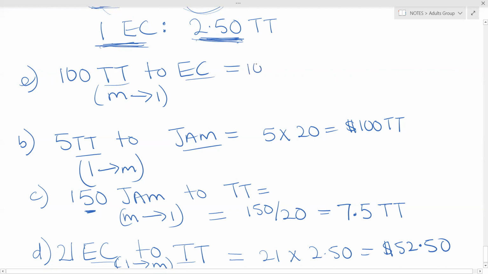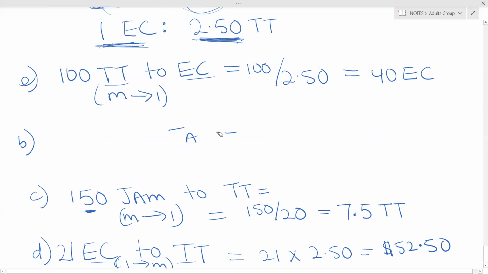So that's going to be 100 divided by the 2.5, which will be 40 EC. Yeah?